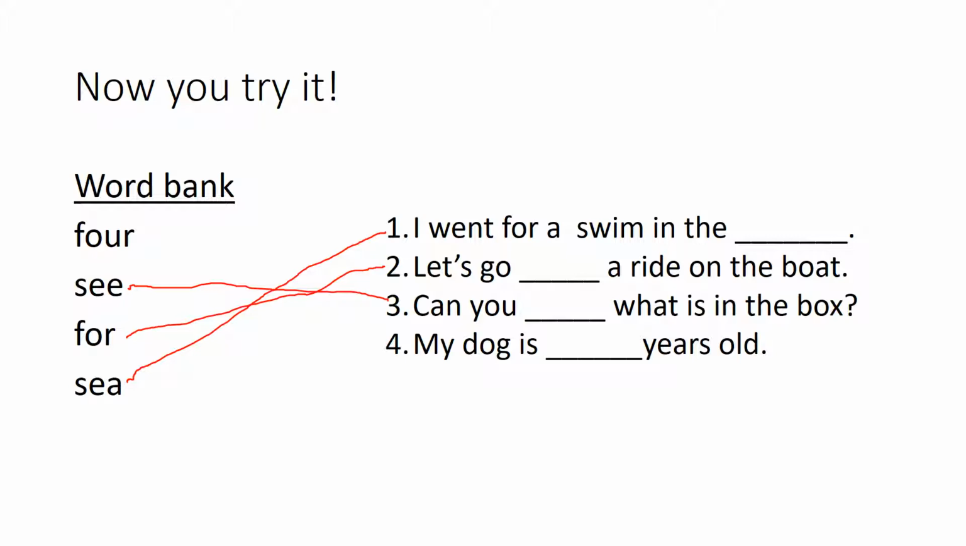And our last one, my dog is blank years old. Well, we know that's going to be a number. Did you remember to look for this four because it has 4 letters just like the number it represents? If you got these all right, good job. If you didn't, don't worry, we're going to have lots of chances to practice this week.